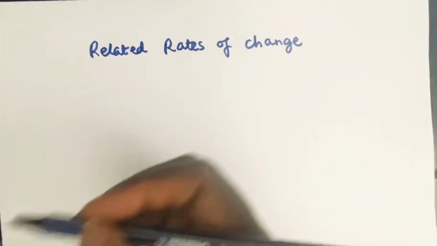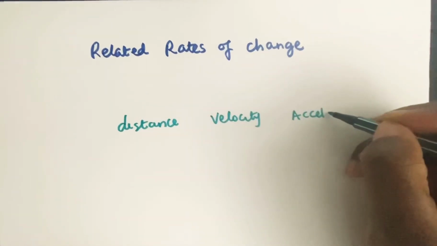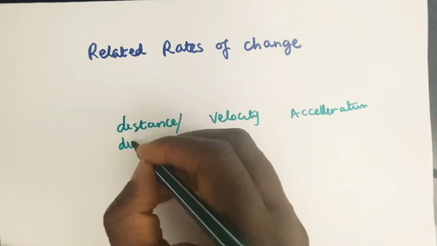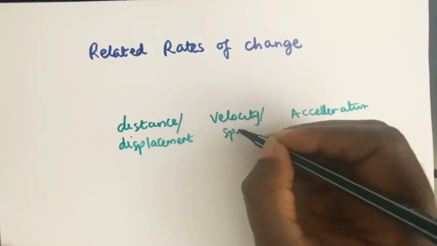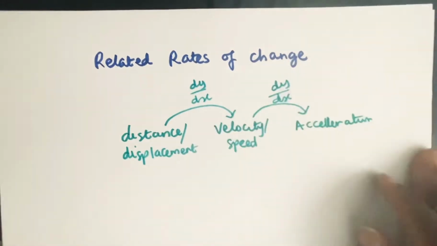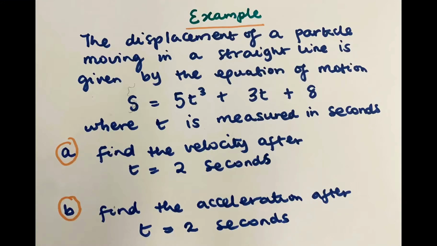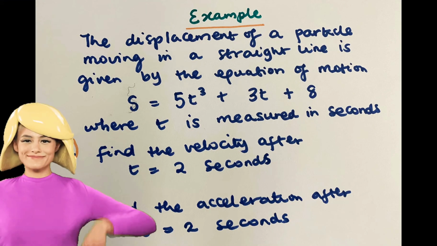One way that we apply differentiation is in calculating related rates of change. So distance, velocity, and acceleration. When we know the distance, then we can use that information to calculate the velocity by differentiating. And when we know the velocity, we can use that information to calculate the acceleration by differentiating. Let's have a look at some examples.